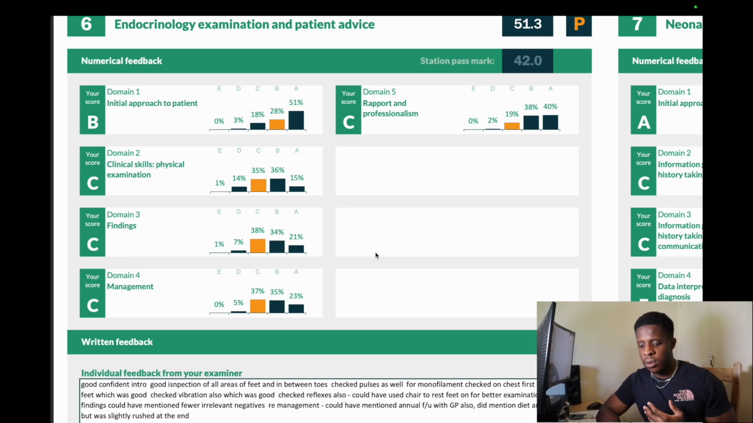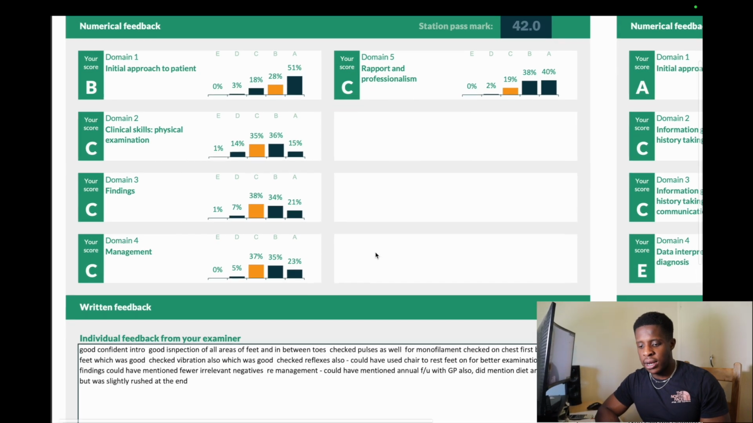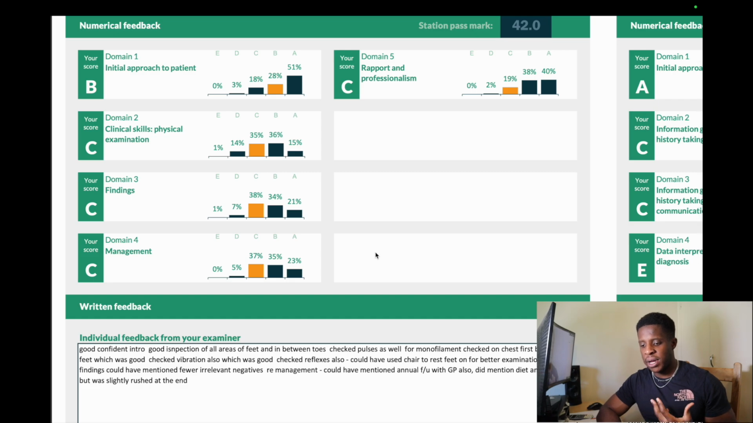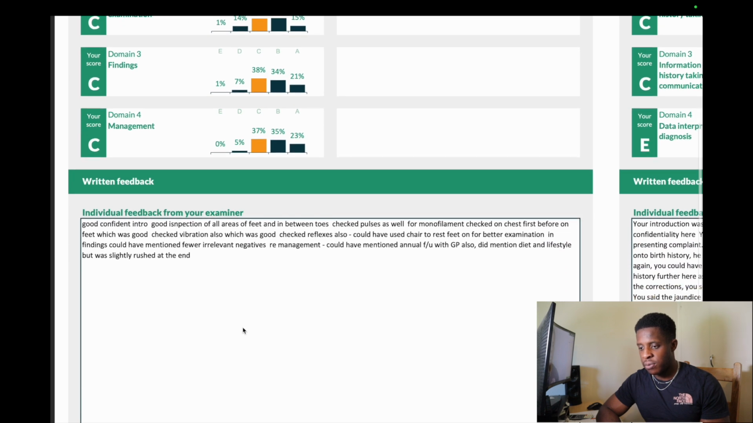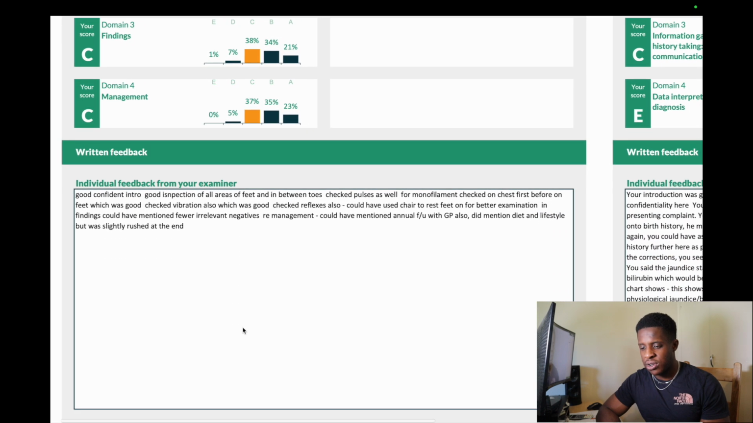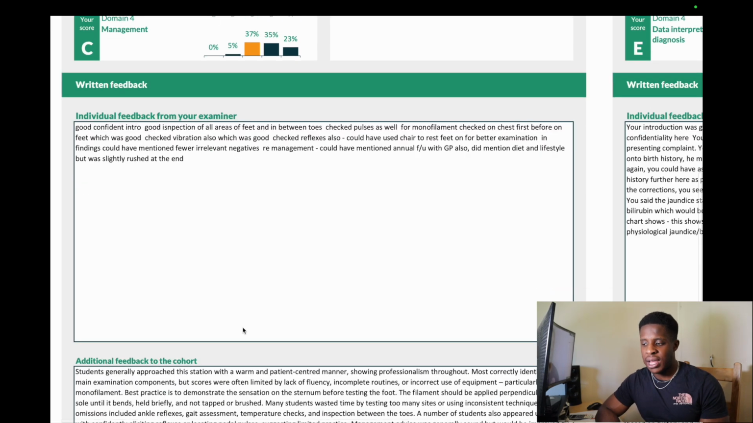Okay, and what they're saying: good confident intro, good inspection of all areas of the feet and in between the toes. Checked the patient's pulses as well as monofilament. Checked on the chest first before the feet, which was good. Checked vibration also, which was good. Checked reflexes, though could have used a chair to rest the feet on for a better examination. In the finals, could have mentioned fewer irrelevant negatives. Referral management could have mentioned annual review with the GP also. Didn't mention diet and lifestyle, but was slightly rushed at the end.